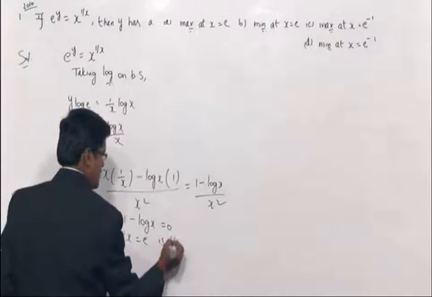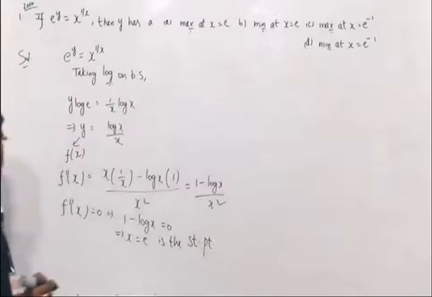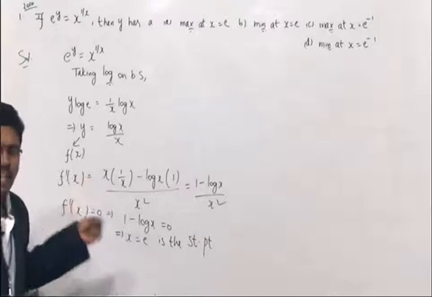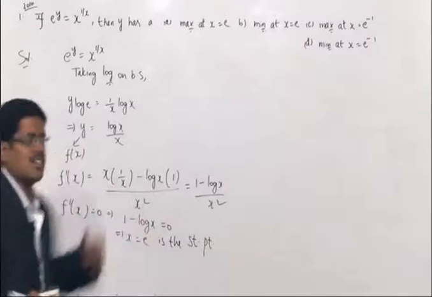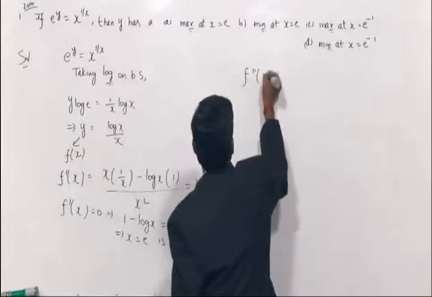e is the STP. Short form I am writing STP means stationary point. The points x obtained from f dash x equal to 0 are called stationary points. Now after these stationary points, you find the second derivative.